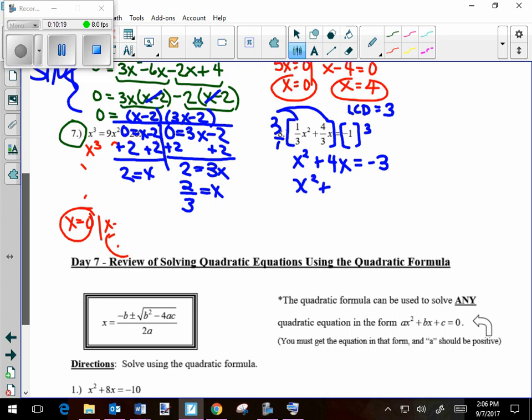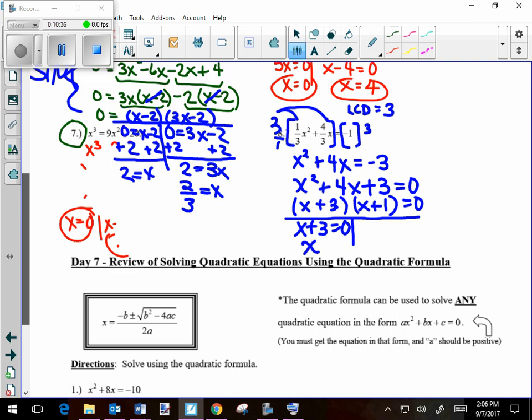So I have x squared plus 4x plus 3 equals 0. I wanted to add 3 to both sides to get it equal to 0. I'm going to factor, so x plus 3 and x plus 1. And then I'm going to make that t-chart. So I'm going to have x plus 3 equals 0, x is -3, and over here x plus 1 equals 0, x is -1. So 2 answers on this question.